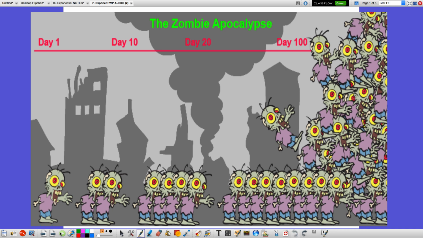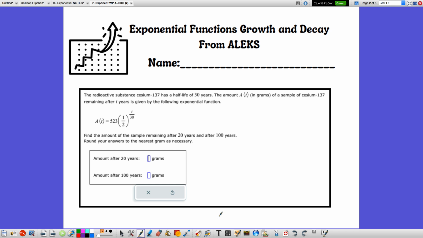So let's move forward. All right, so a radioactive substance, cesium-137, has a half-life of 30 years, which means every 30 years, half of it decays. The amount A(T) in grams of a sample of cesium-137 remaining after T years is given by the following exponential function. So that's a whole lot of information just to tell you, look right here at this equation. It says find the amount of the sample remaining after 20 years and after 100 years.